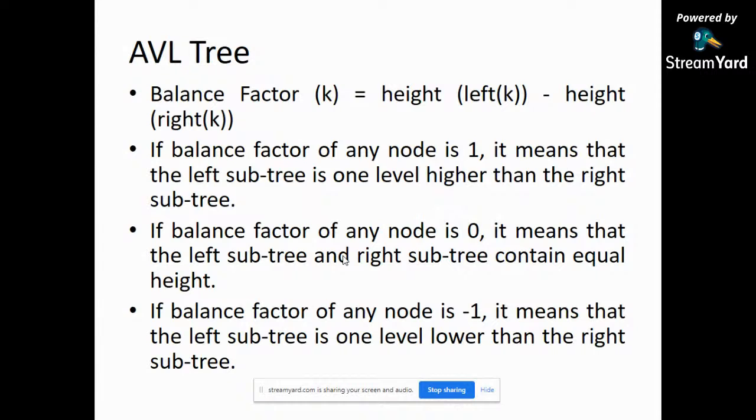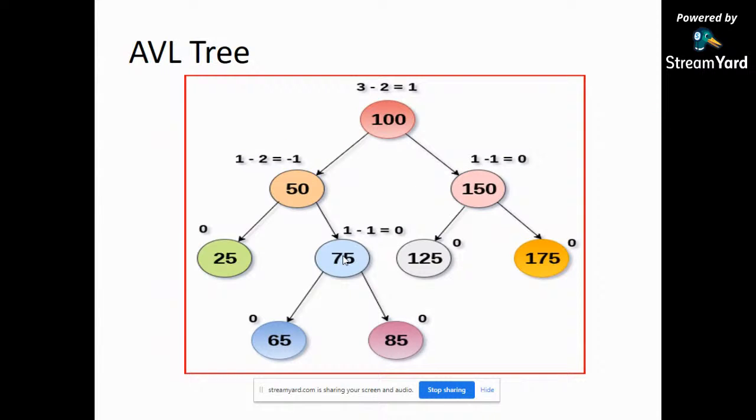If balance factor of any node is 1, it means that the left subtree is one level higher than the right subtree. If balance factor of any node is 0, it means that the left subtree and right subtree contain equal height. If balance factor of any node is minus 1, it means that the left subtree is one level lower than the right subtree. So balance factor 1, 0 and minus 1 is allowed.